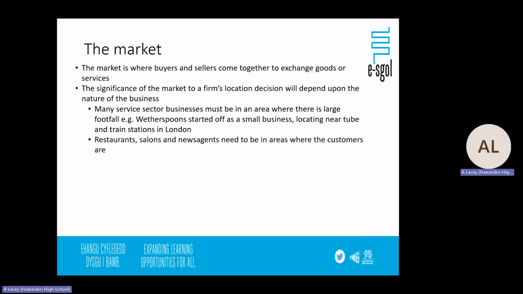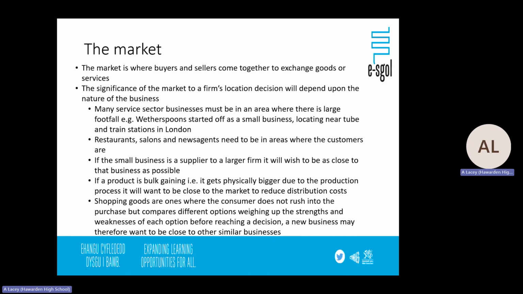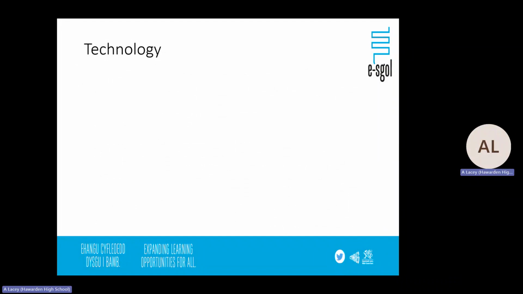Restaurants, salons and newsagents need to be in areas where the customers are. And if a small business is a supplier to large firms, it will be as close to that business as possible. And if a product is bulk-gaining, meaning it's physically bigger due to the production process, it'll be close to market to reduce distribution costs. Shopping goods are ones where the consumer does not rush into a purchase but compares different options, weighing up the strengths and weaknesses of each option before reaching a decision. A new business may therefore want to be close to other similar businesses.